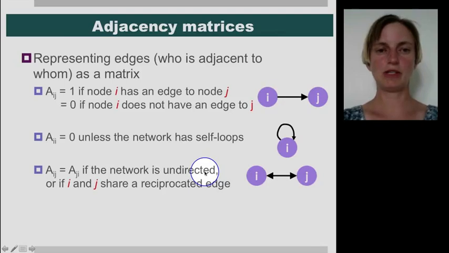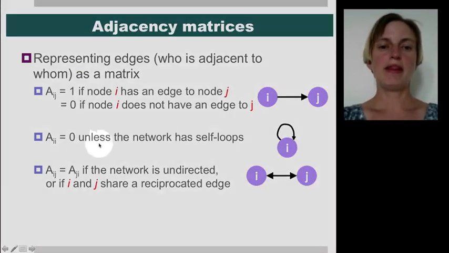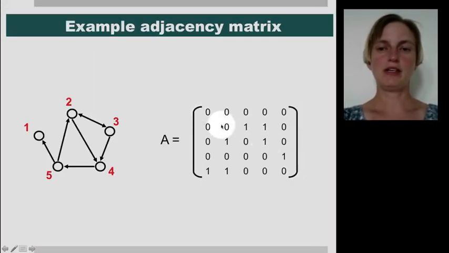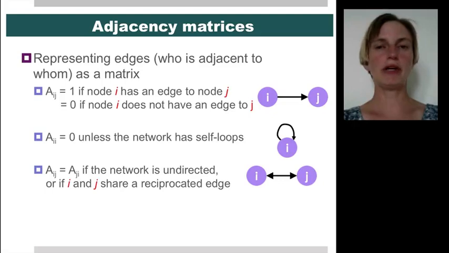So let's see how this works. The entry in the matrix is 1 if node i has a directed edge to node j, and it's 0 otherwise, if i and j don't share an edge. Usually, the diagonal of the matrix right here is 0 because usually you don't have self-loops. However, in some cases, you can have self-loops. For example, if the network represents who nominated whom for a certain office, well, individuals can nominate themselves, and you may very well want to have self-loops represented.